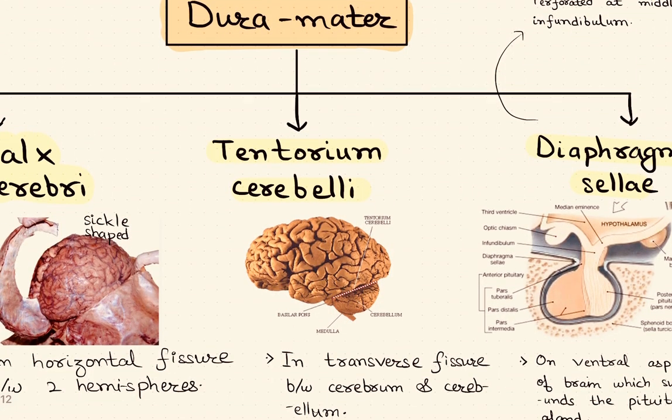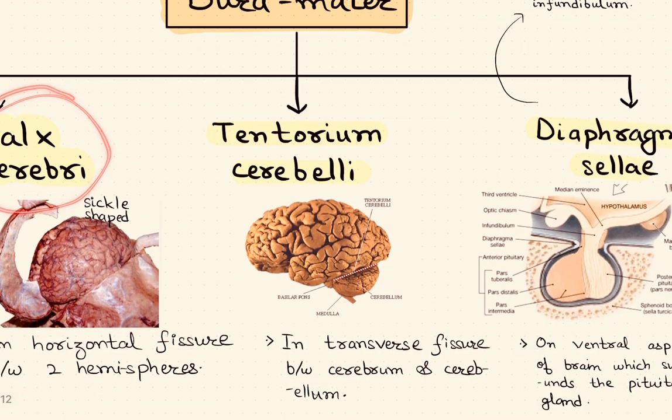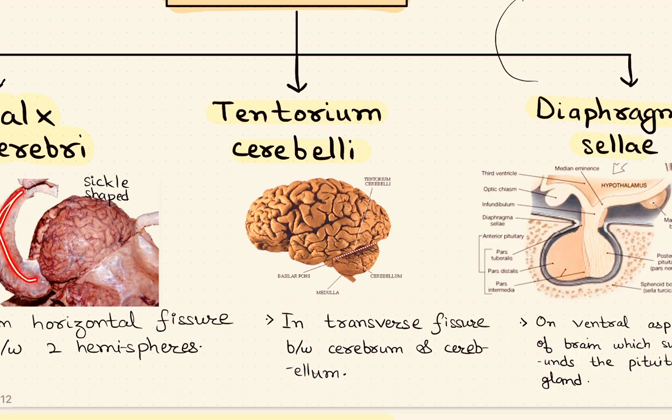Now dura mater forms certain structures. What are these structures? The first one is falx cerebri. What is this falx cerebri? It is a sickle shaped surface of the dura mater which fits between the two cerebral hemispheres.